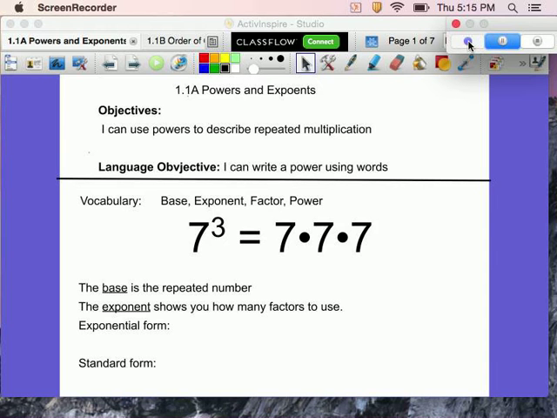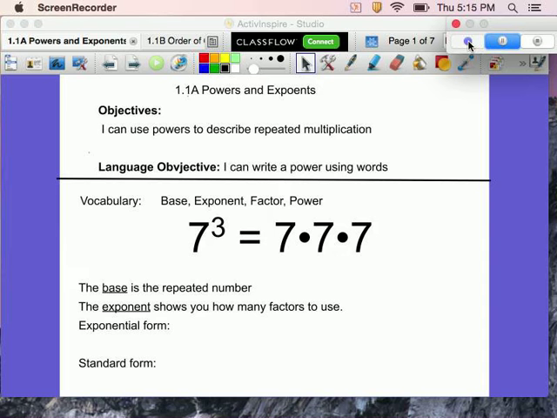So today we're going to talk about powers and exponents. This should be a full review from last year. Remembering the objectives: I can use powers to describe repeated multiplication, and the language objective is I can write a power using words and also identify the vocabulary that we're going to go through here in a moment.